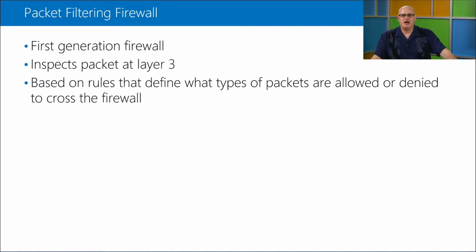Packet filtering firewall. This is the first generation firewall. It inspects packets at layer 3, the networking layer, based on rules that define what types of packets are allowed or denied to cross the firewall. Very simple, straightforward packet filtering.